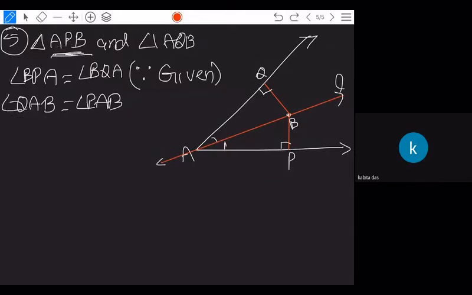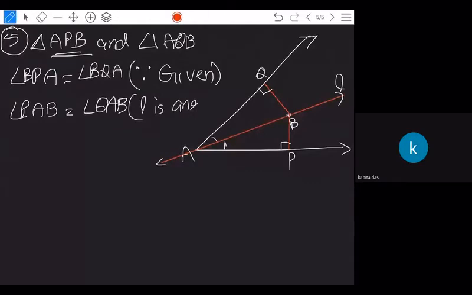So that's why it is better you write first, in this triangle, whatever angle is there, that you write. In APB, whatever the angle is there, PAB. So first you write angle PAB is equal to angle QAB. The reason is what here? L is the angle bisector of angle A. And in both, AB is common. This is common.